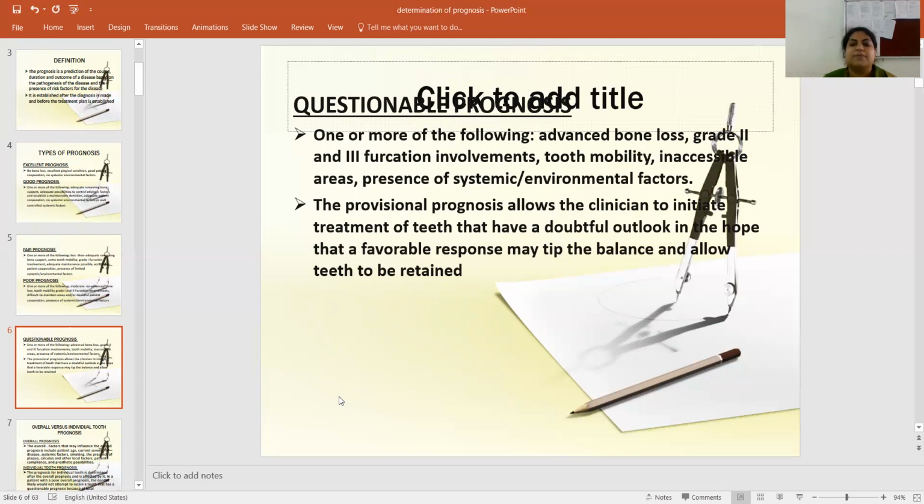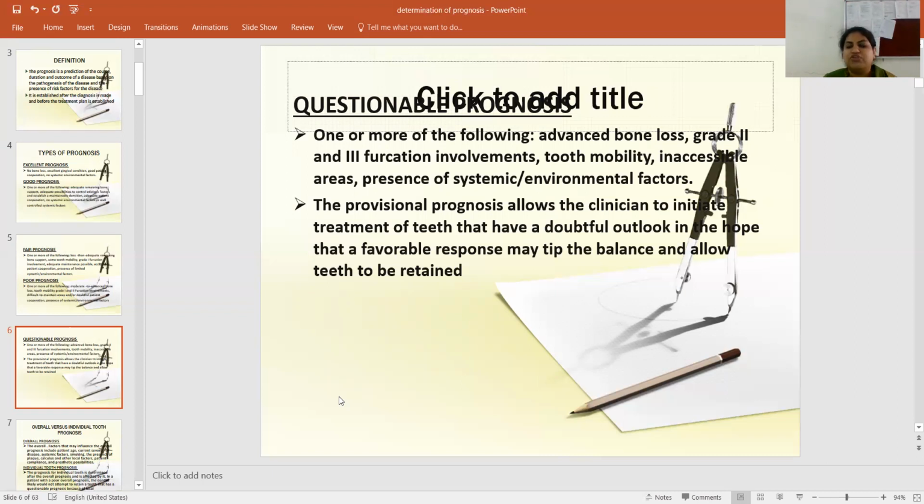Provisional prognosis basically allows the clinician to initiate the treatment of teeth that have a doubtful outlook, in the hope that a favorable response may tip the balance and allow teeth to be retained. So for the questionable prognosis, there are a lot of inaccessible areas and the presence of systemic factors that cannot be controlled. So by all the categories, you can make a provisional prognosis.